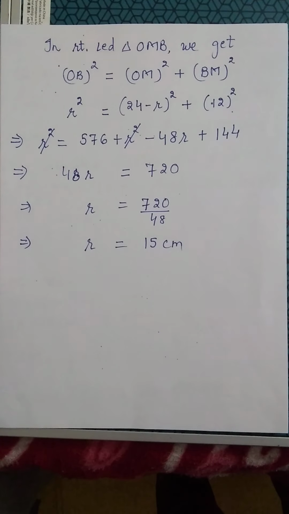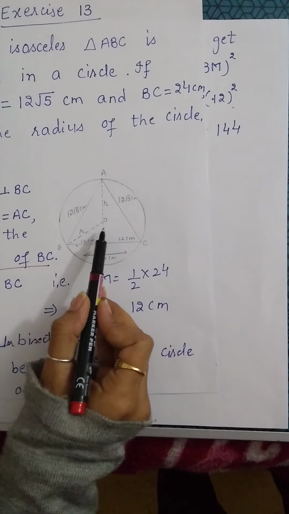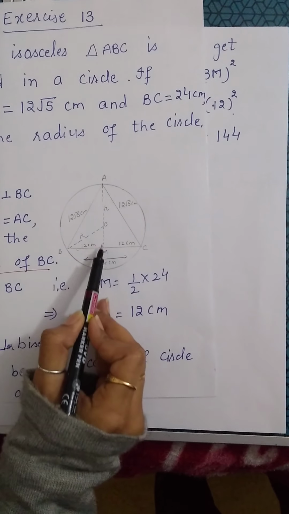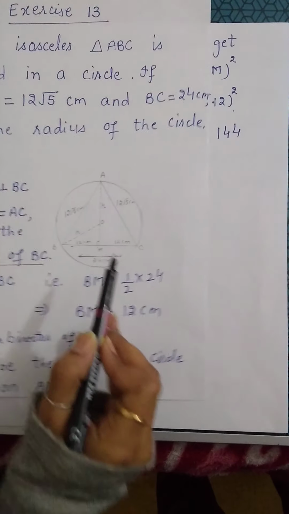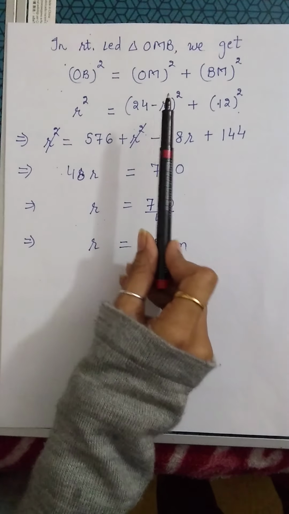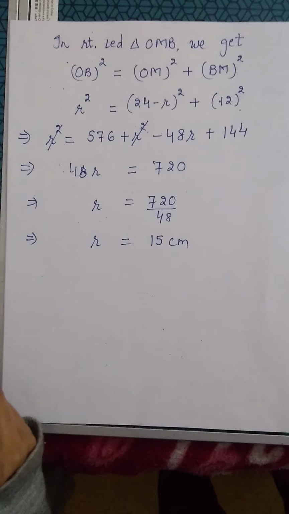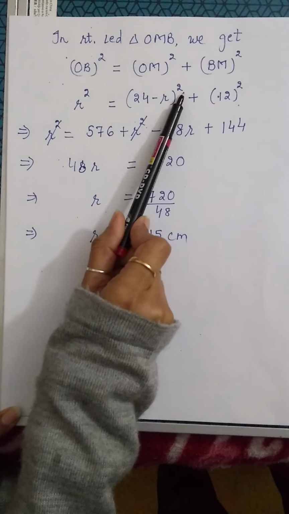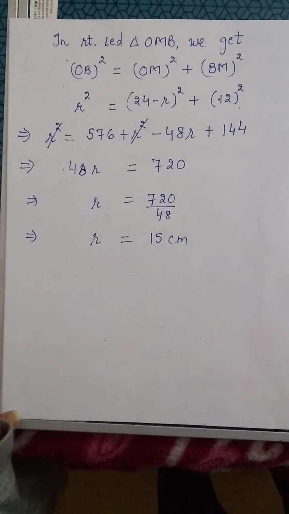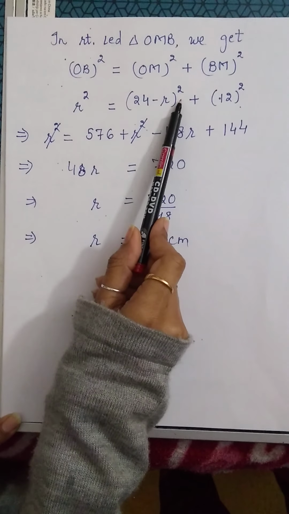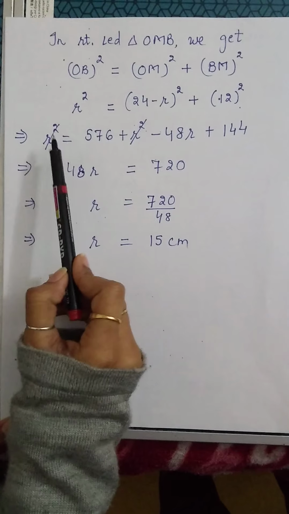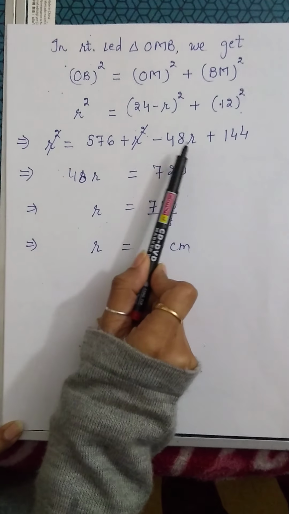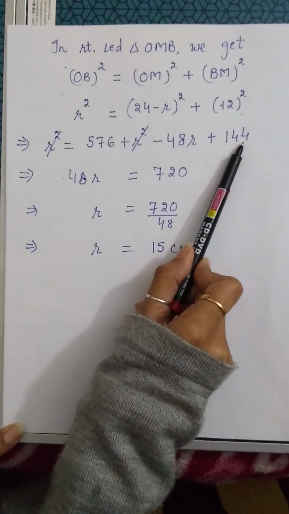Now we will take the smaller triangle, that is triangle OMB. In this triangle also we will use Pythagoras theorem, that is OB square is equal to OM square plus BM square. So r square is equal to (24 minus r) whole square plus 12 square. Now here the a minus b whole square identity will be applied and we will get r square is equal to 576 plus r square minus 48r plus 144.